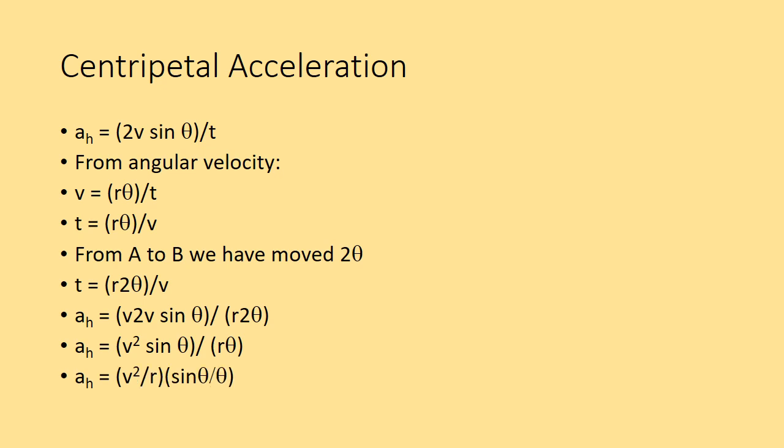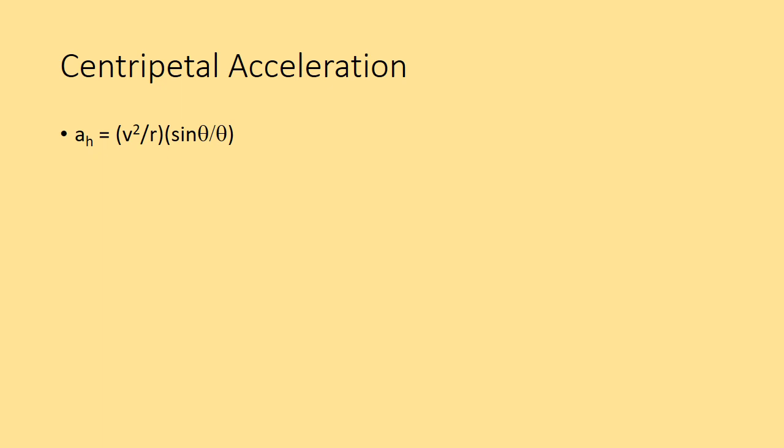Now then, we can separate out those components, and we can say that v squared divided by r multiplied by sine theta divided by theta. That's the acceleration. Now, we use the magical property that sine theta divided by theta is always 1. That's a mathematical property that is known.